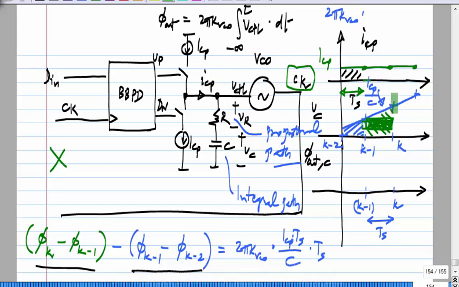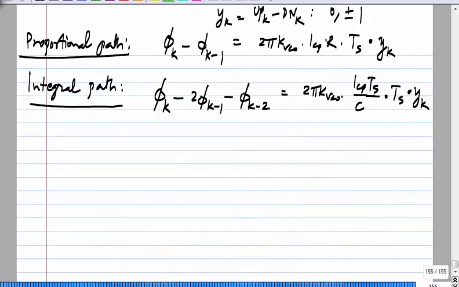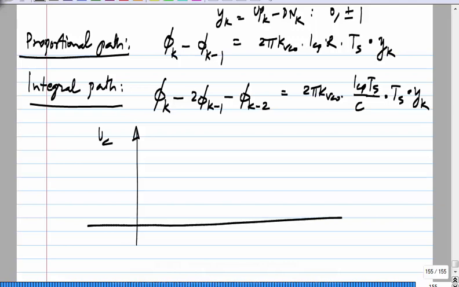I mean, basically, if you look at it from ICP, this VR is proportional to ICP, and this phase is the integral of ICP. Okay, so the first difference of that is a constant. For a constant ICP, similarly VC is the integral of ICP, and the phase is the integral of VC. So this output phase is the double integral of ICP. So the second difference is a constant if ICP is constant. Okay.